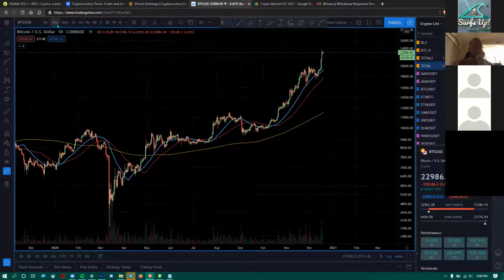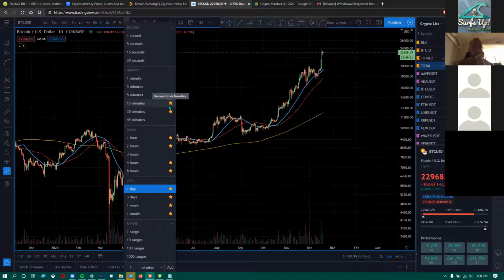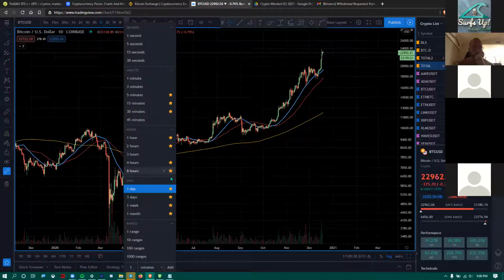So this is 5 minute, 15 minute, 30 minute, 1 hour, 2 hour. Yours probably looks a little bit different than this. I have favorited. So if you go to the right of the times, you can favorite the ones that you mainly want to look at, and it'll add them to this bar up here. Does that make sense? Yeah.